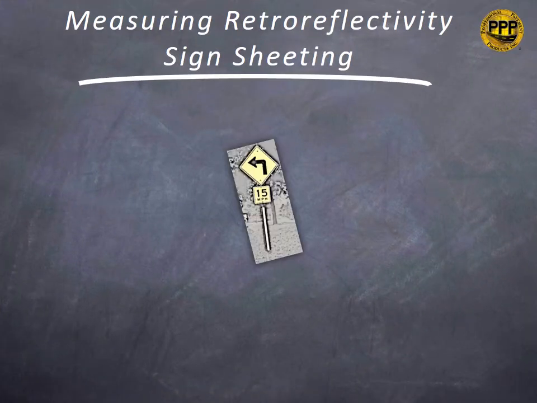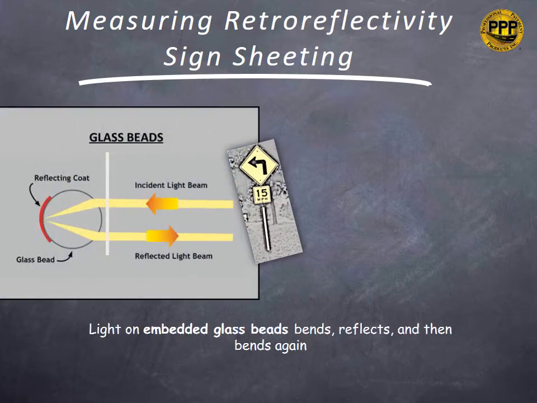For sign sheeting, we use two primary methods. First, like the pavement markings, we use glass beads. The vehicle light strikes the glass beads embedded into the sheeting, bends, reflects, and then bends again, returning the colored light back to the driver.